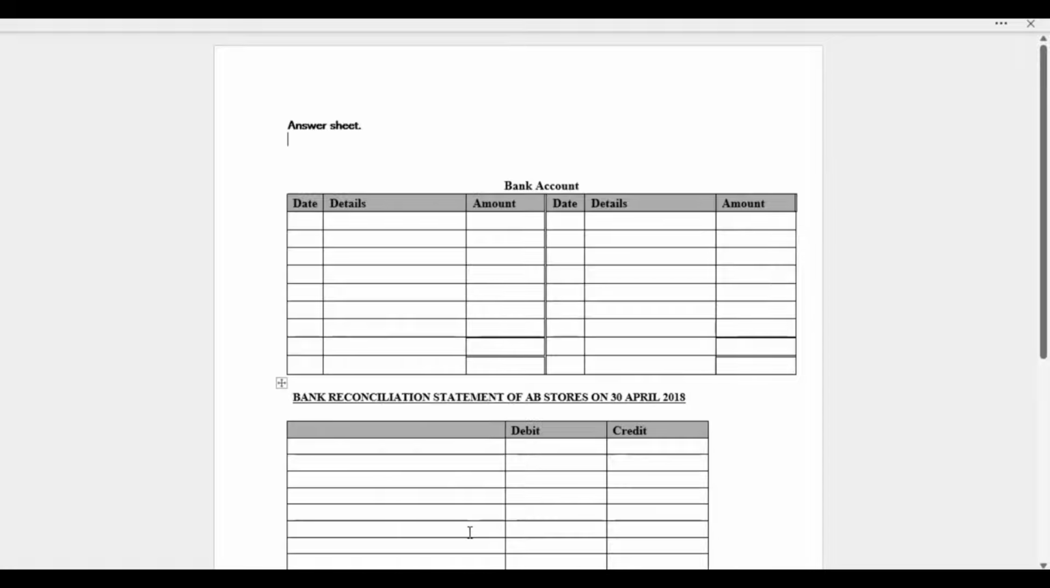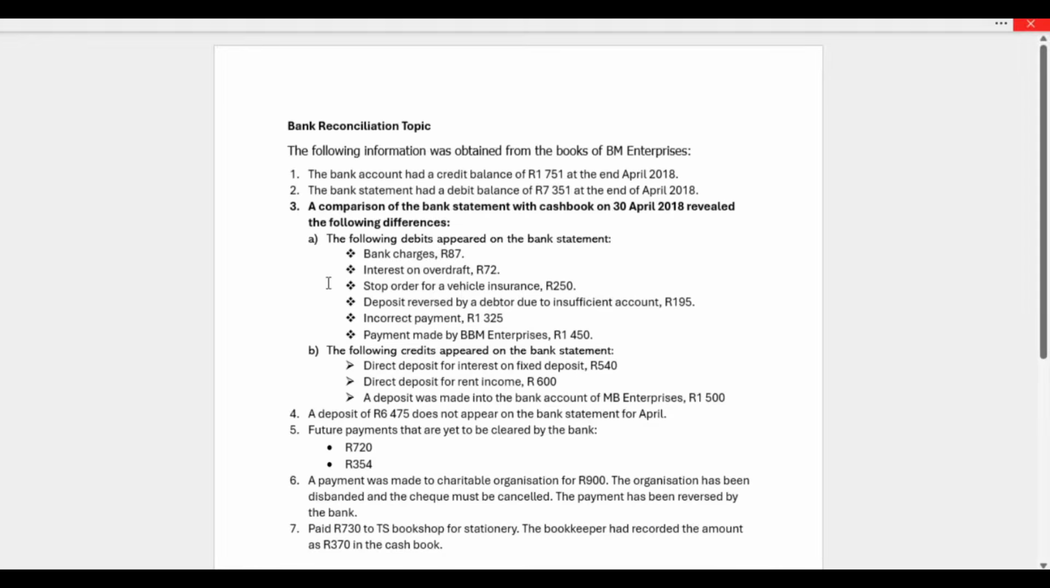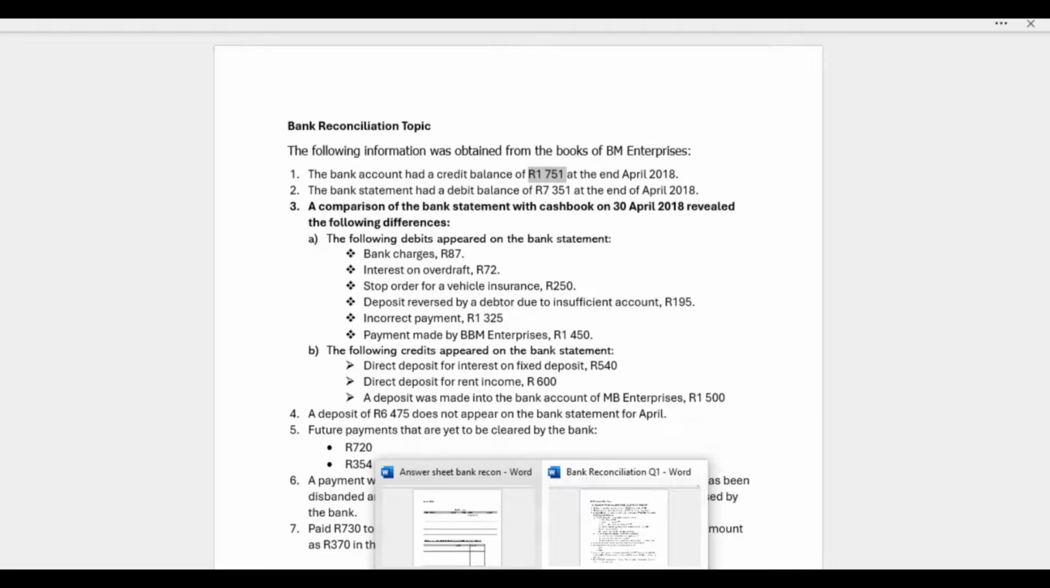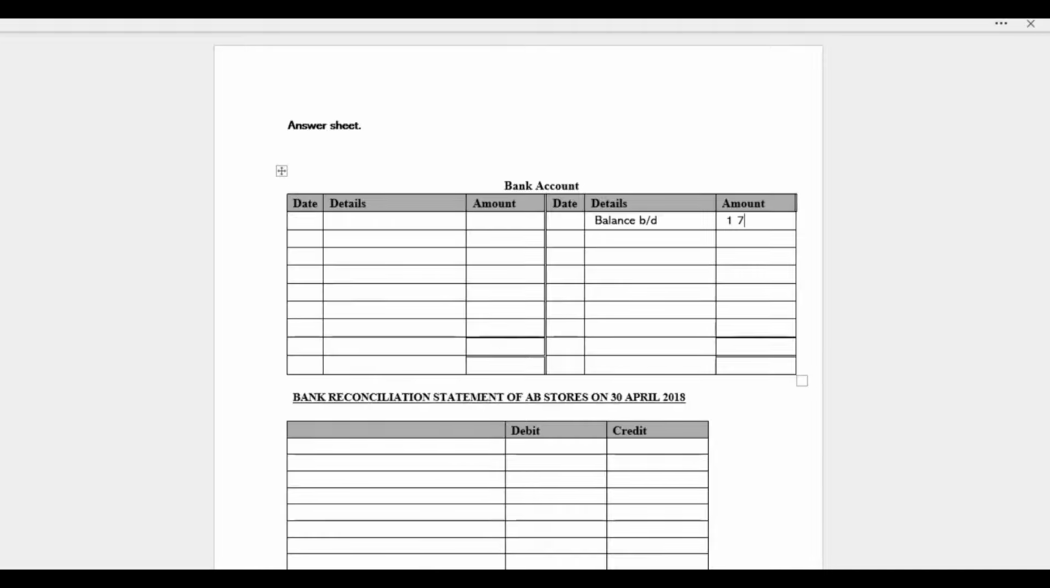I want us to go to the answer sheet there. Remember that the information told us that we've got a credit balance of the bank account. So go to the details, then say balance brought down. Let's go and check there in our information. We always have to start with the balance. So the balance is 1,751. So you have to go to the answer sheet there and say 1,751.